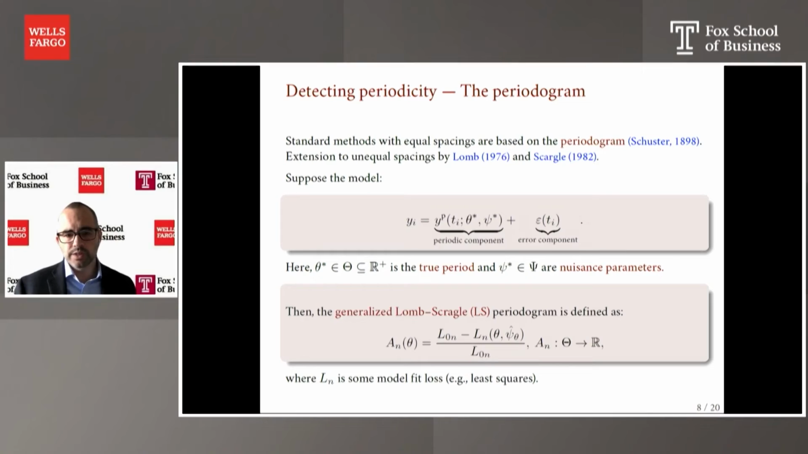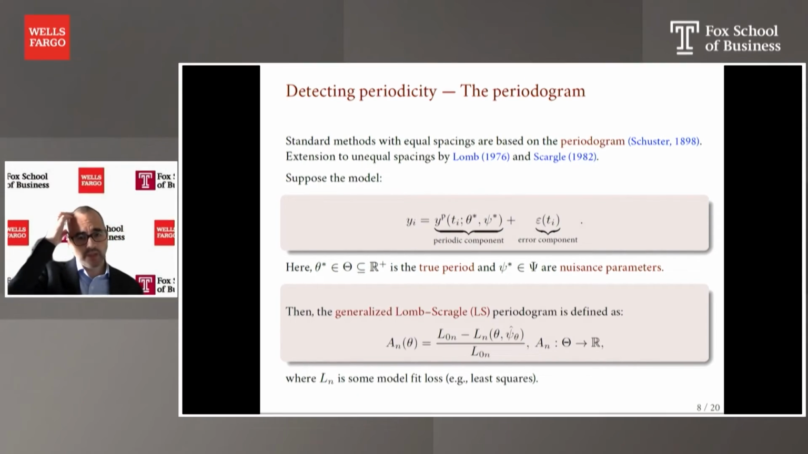Well, we have the so-called generalized Lomb-Scargle periodogram, which is very widely used for these types of applications, and also in cases where the spacings are really irregular, which are complex problems for time series.